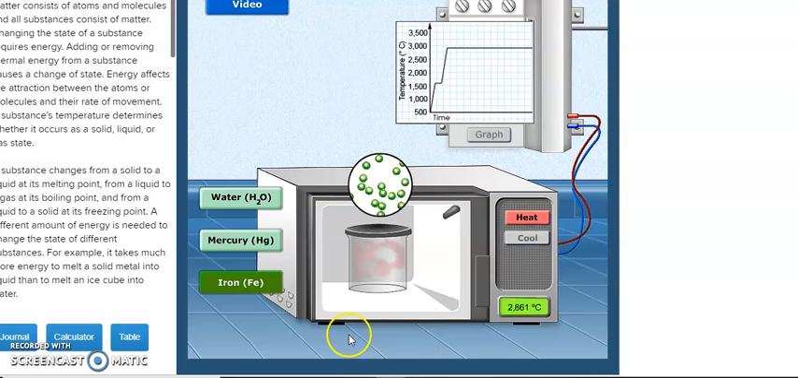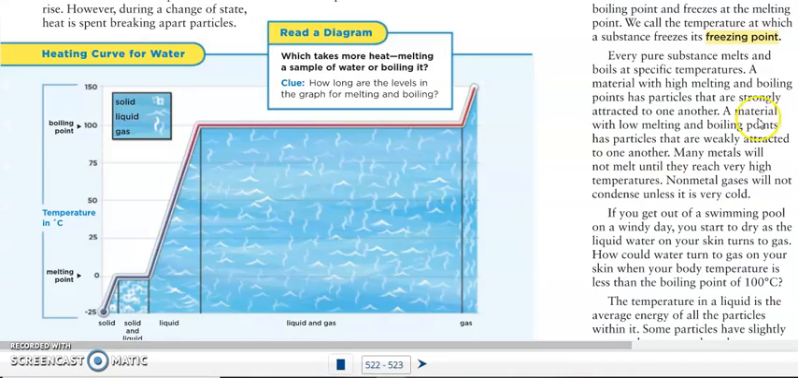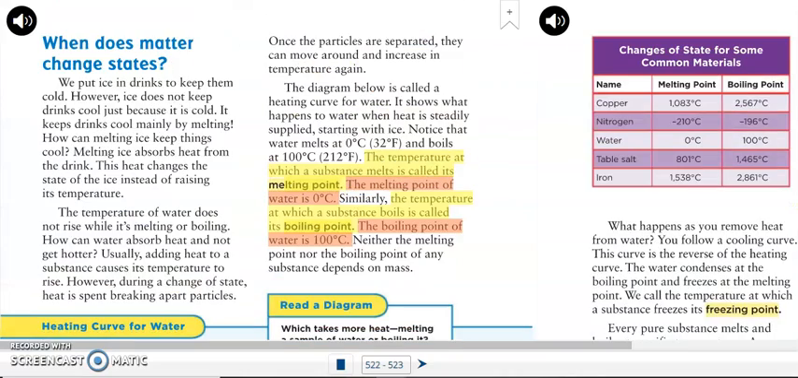So this is a very important experiment. As you see in the table here in your book, we have changes of state for some common materials. This is copper, nitrogen, water, table salt, and iron. This is an example of the melting point and boiling point of each substance.